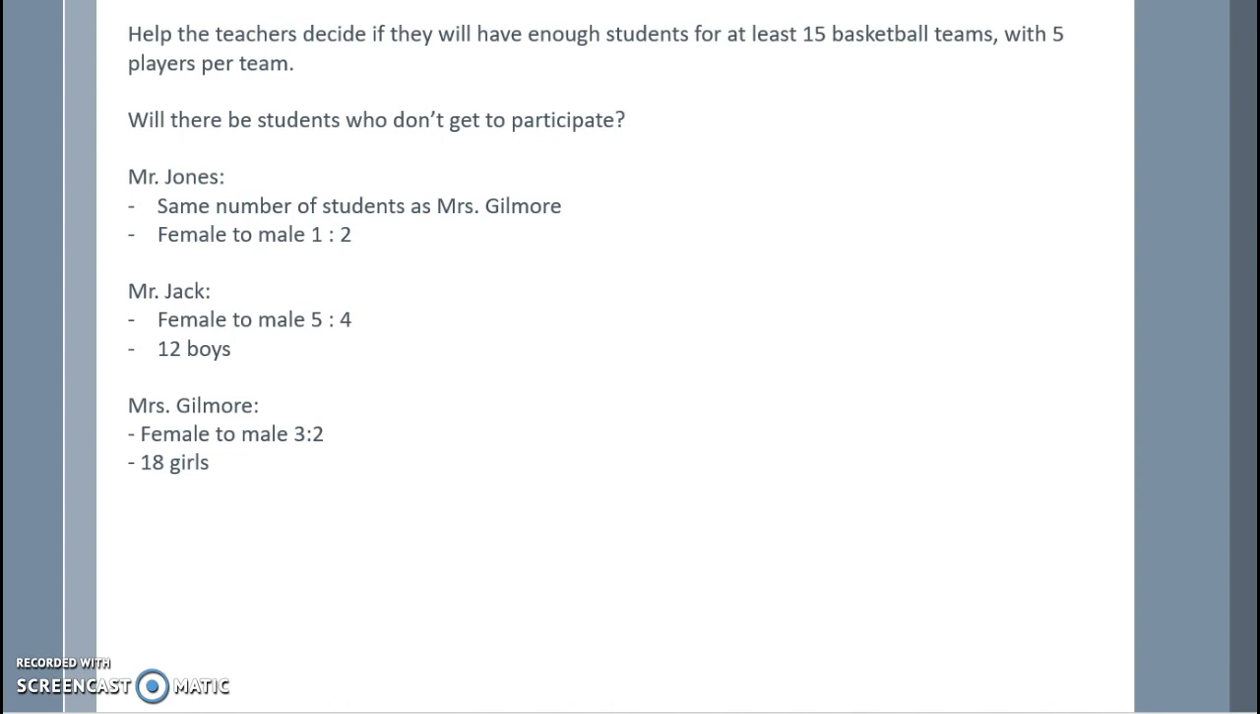Help the teachers decide if they have enough students for at least 15 basketball teams with 5 players per team. Will there be students who do not get to participate? Here are the following things that we know. Mr. Jones's class has the same number of students as Mrs. Gilmore. Their female to male ratio is 1 to 2. Mr. Jack's class has a female to male ratio of 5 to 4, and they have 12 boys. Mrs. Gilmore's class has a female to male ratio of 3 to 2 with 18 girls.